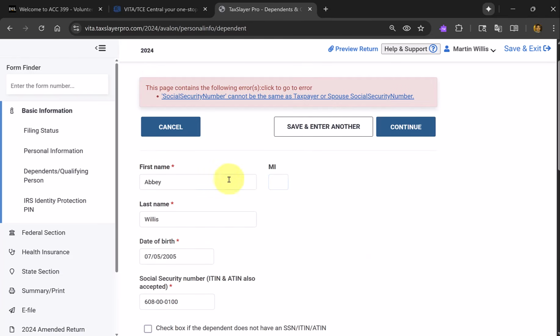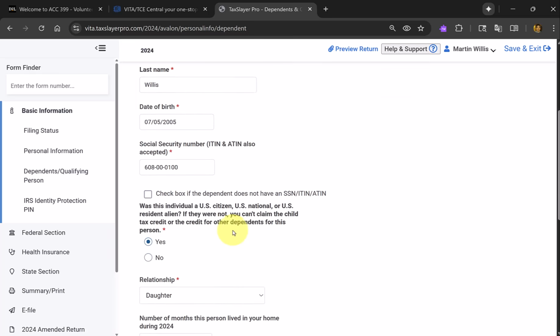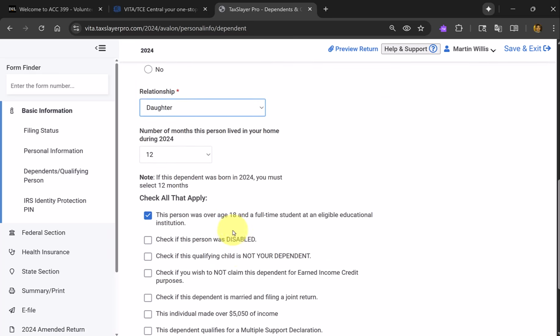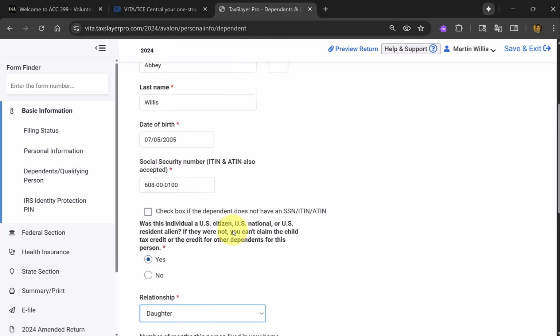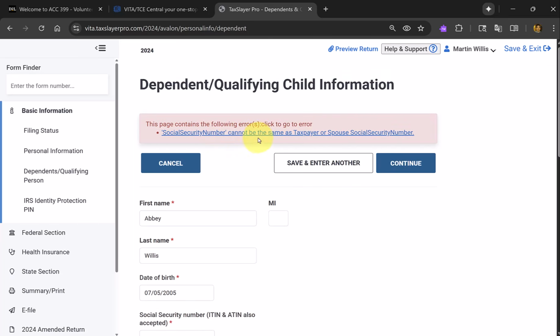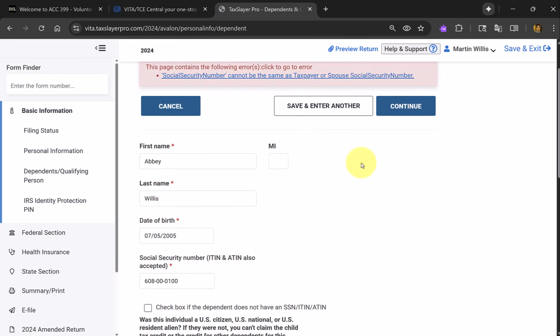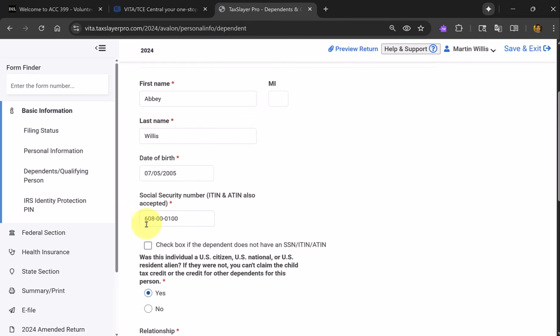So what am I missing here? Social Security number cannot be the same as the taxpayer's spouse. I thought this, yeah, it's not the same. What did I enter for the taxpayer? I'm going to just change the number here slightly. Did I enter the wrong number for the taxpayer or spouse?